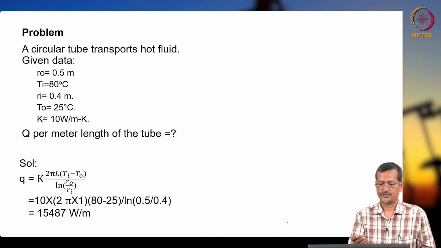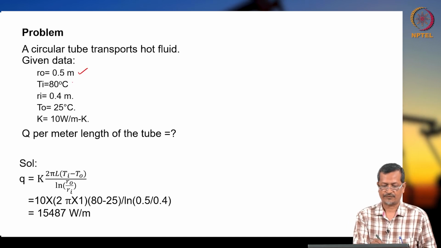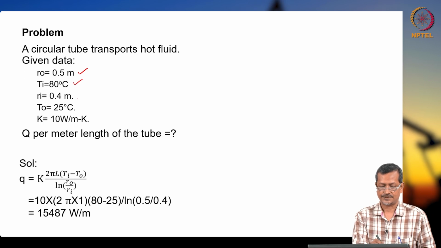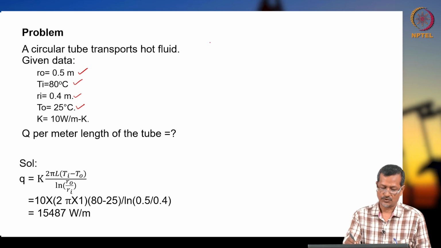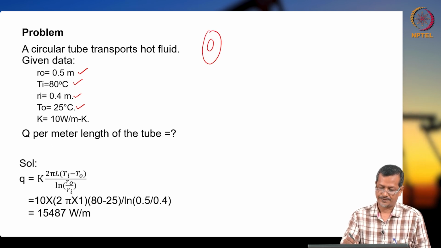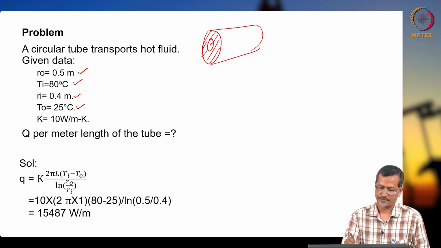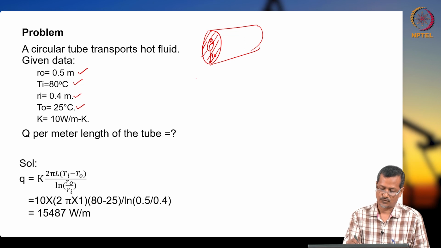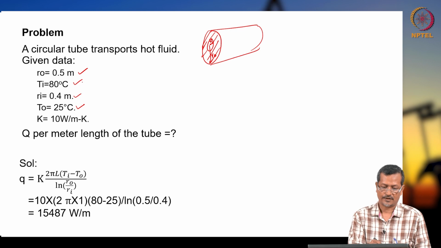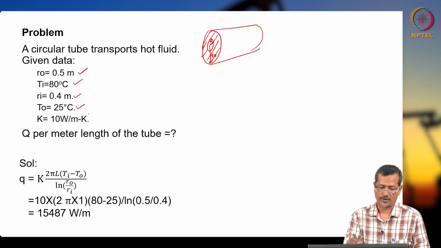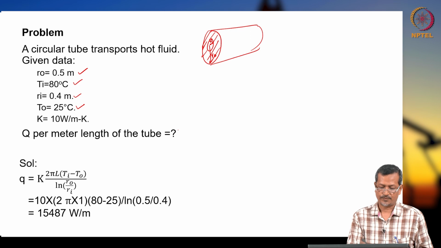A circular tube transports hot fluid, given data: Ri 0.4, Ro 0.5, Ti 80 degrees centigrade, outer temperature 25 degrees. So, first you draw the pipe. Okay. So, pipe, Ri is given, Ro. So, Ri given 0.4, Ro given 0.5, K value is given 10 watt per meter Kelvin. So, Q per meter length you have to calculate.